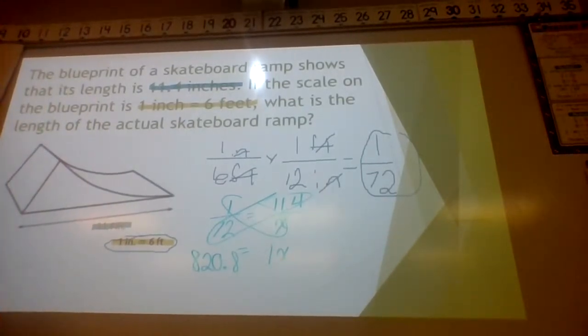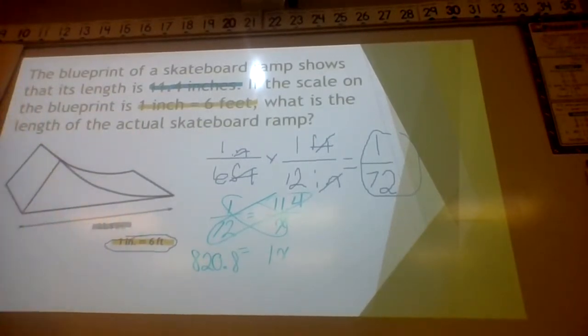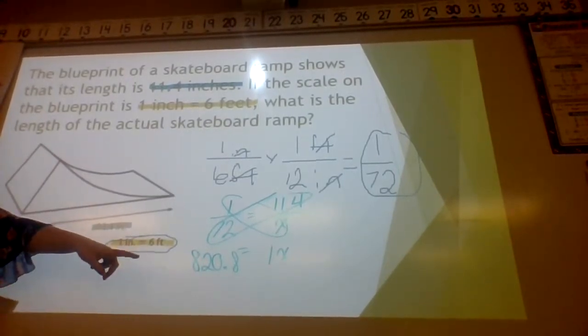No, you're right. This one has a possibility of 2 answers. Okay, so what is the actual length? You guys got what answer? It's 11.4, which is equal to 68.4 feet. You have 68.4 feet or 820.8 inches.